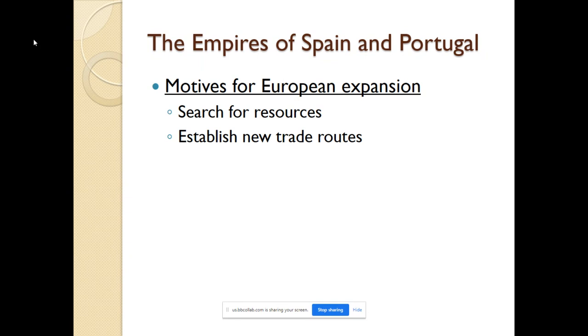But it's difficult, it's long, it's dangerous. If they could establish a water route to Asia, life would be much better. Asia is where all the best stuff is. Fine china, silks, spices, precious gems. And of course, to spread Christianity. There's always a religious component to this. Search for resources, establishing new trade routes, and to spread Christianity, which at this point in time is still pretty much 100% Catholic in Europe.